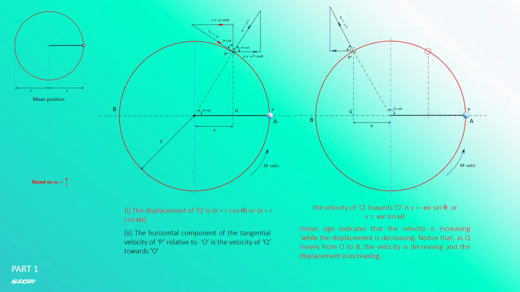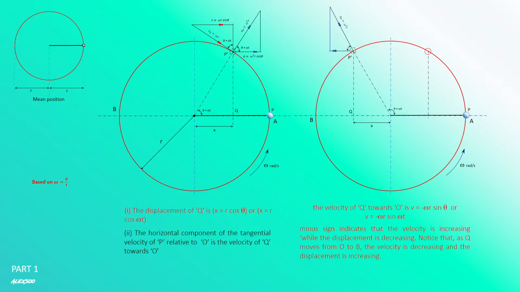For example, if the red particle is at point A, what is the angle? The angle should be theta, correct? When the red particle is at point A, the angle theta equals 0. So we have v equals omega r sine theta, and when theta equals 0, sine 0 is 0. So 0 times omega r, you have 0. The velocity would be 0 when the red particle is at point A. Follow? So at maximum displacement, when x is maximum, what is the velocity at point A? The velocity is 0. That indicates that the velocity increases when the displacement decreases, and the velocity will decrease when the displacement increases.